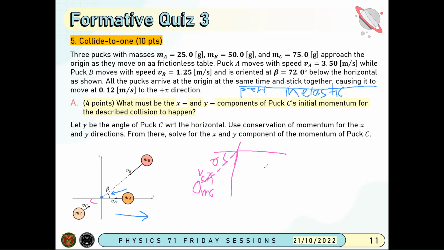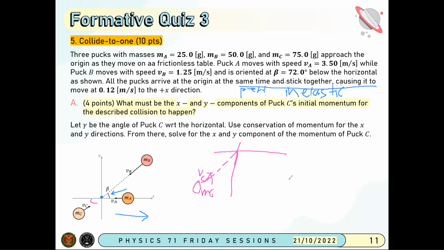Okay. And then we use conservation of momentum for 2D, or two directions, X and Y directions. From there, we can solve the X and Y components of momentum of path C. Okay. So again, conservation ng momentum, hindi na energy, kasi may collision na tayo. Pag collision, always conserve ang momentum. But since inelastic siya, hindi always conserve ang kinetic energy. Okay. So ang sure lang natin, conserve ang momentum.